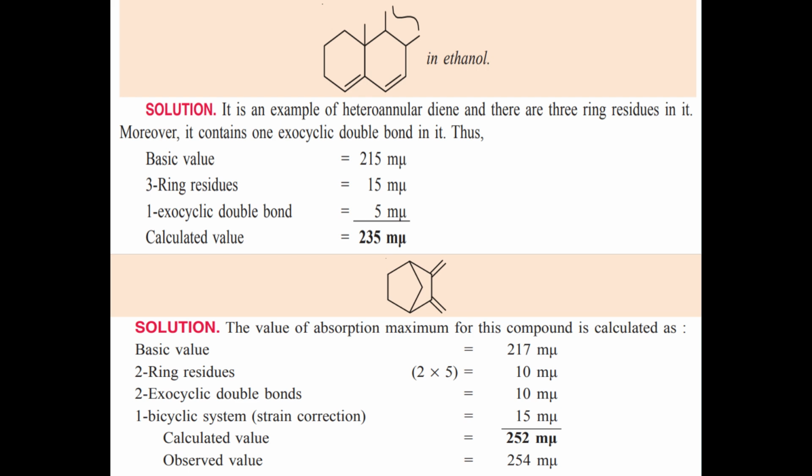Okay, in the second example, similarly you have to do everything, but there is one thing I want to tell you, and I have intentionally put this example here so that you know that if there is a bridge formation between two carbons like this, right? Then we have to add 15 extra. After the calculations we have to add a value of 15 extra because of the strain in the ring. Okay, so this is only there when there is this bridge formation. Okay, so this is how it works. Now let's move to the next slide.